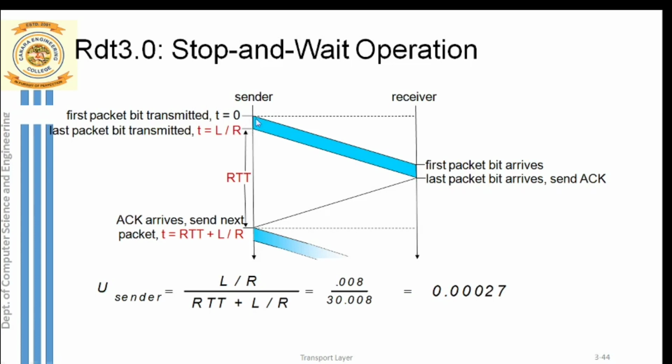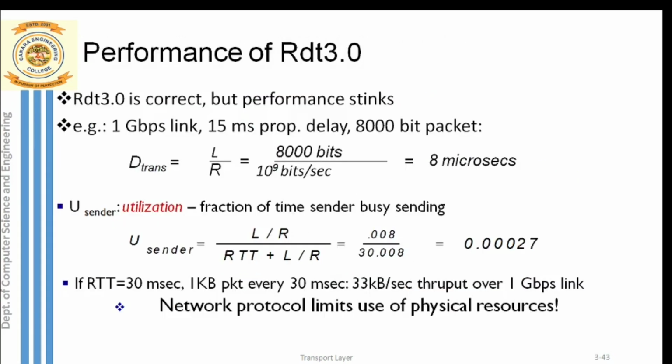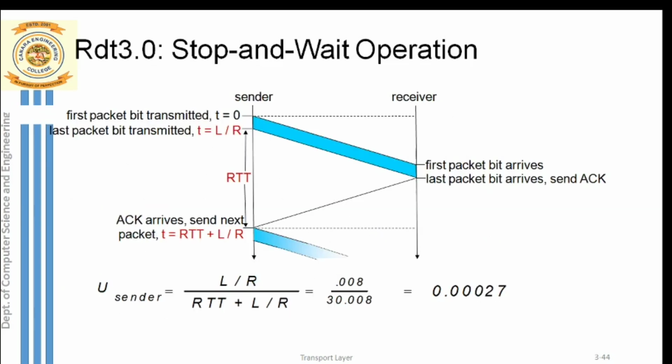So for the complete packet to transfer, that is from the 0th bit till the last bit, the packet size is how much? 8000 bits. We have just taken the packet size as 8000 bits. So from the 0th bit of the packet to the 7999th bit, that is a total of 8000 bits.